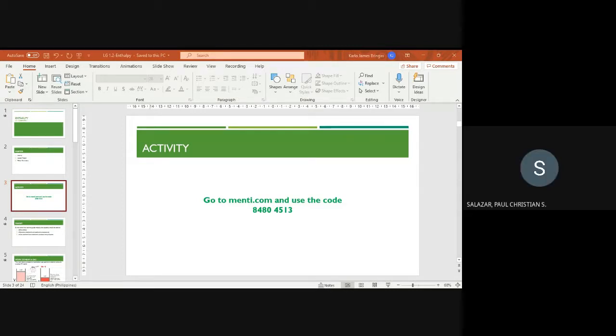Dili pa daw open, sir. Okay. Sige. I'm still having a little bit of difficulty with my ano. But anyway, just go to Menti na lang muna while I try to resolve this one. So thank you sa feedback.